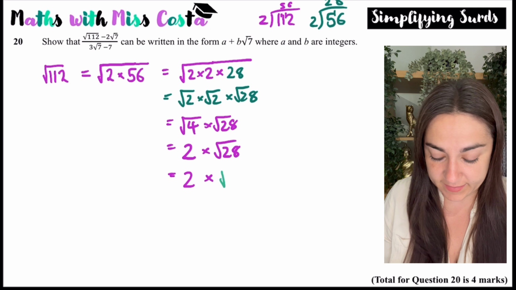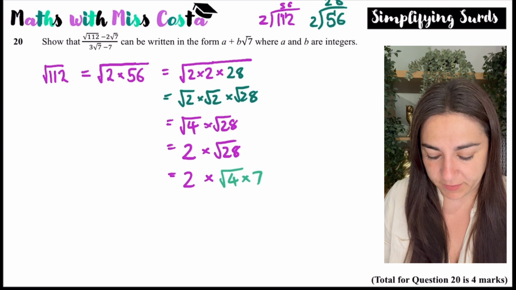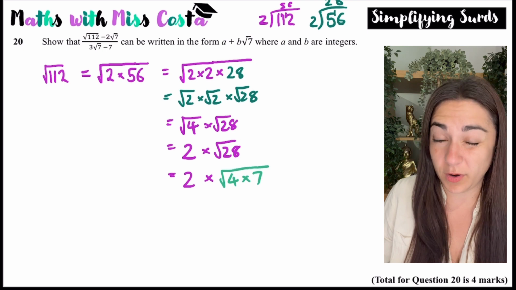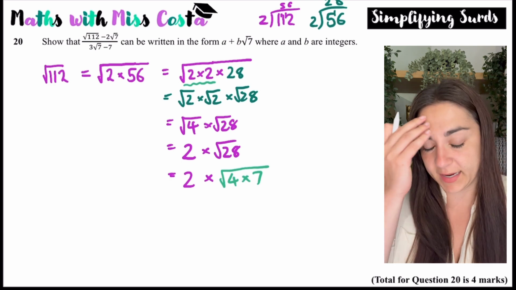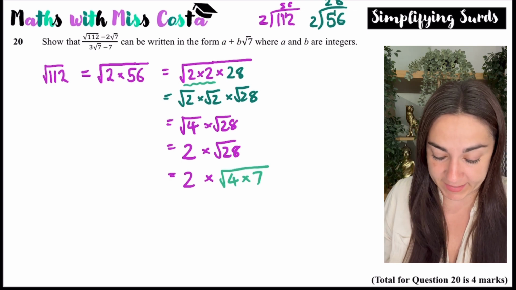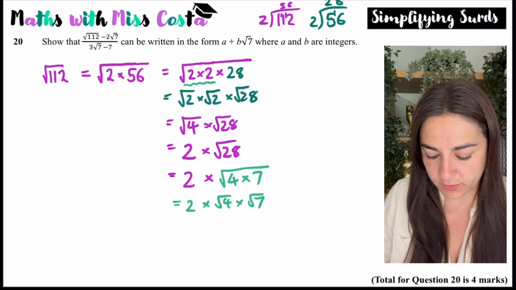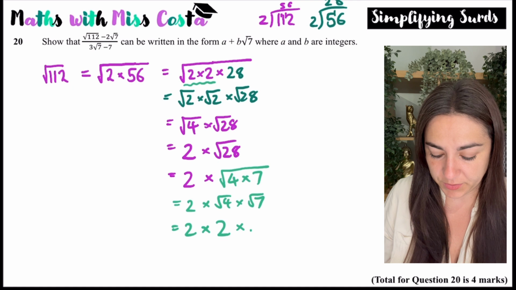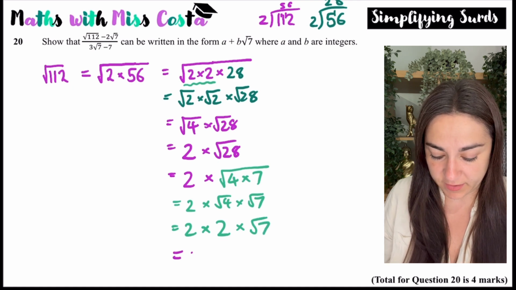Root 28, well, I could do 4 times 7. So always try and look for a square number. If you can't, you can do the method that I showed you. Keep on dividing it and then manipulating it. So that would become 2 times root 4 times root 7, which is 2 times 2. Root 4 is 2. And root 7 is a prime number, so I can't simplify it any further. 2 times 2 becomes 4 root 7.